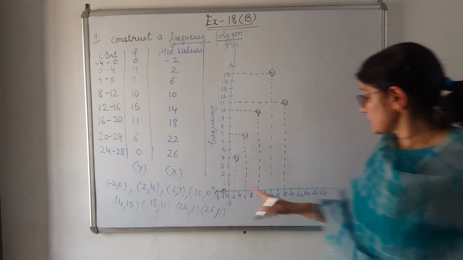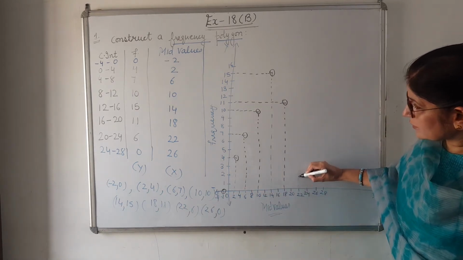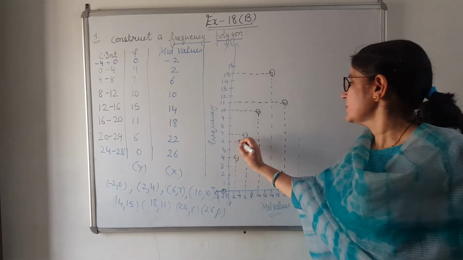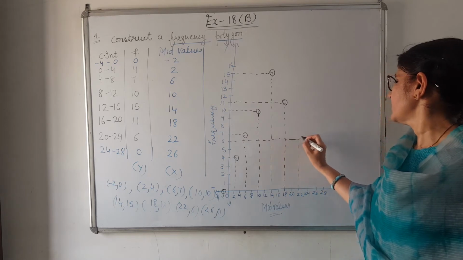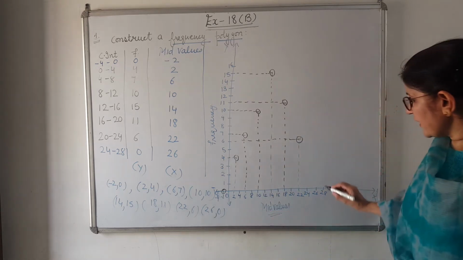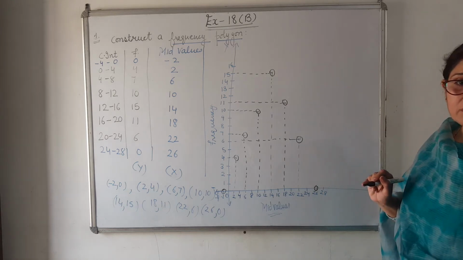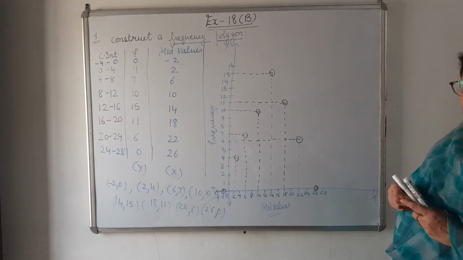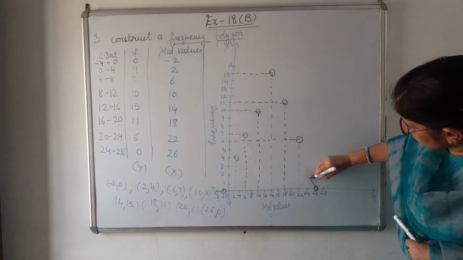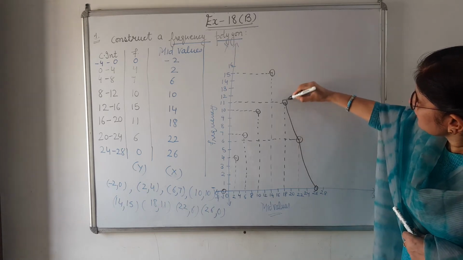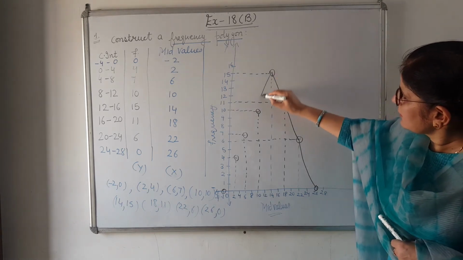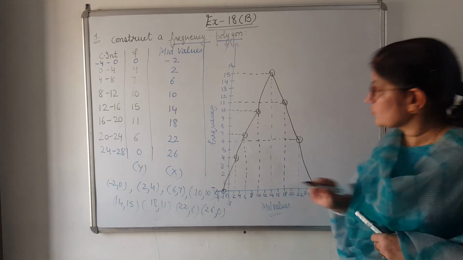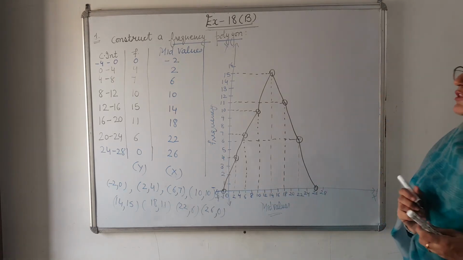Twenty-two and 6, and 6 from here. The next point is 22 and 0. That means the point lies on where? On the x-axis. Now you have to join all these points using a scale. So we join this point, then the next one, then the next one, then next. So this is our frequency polygon without using a histogram.